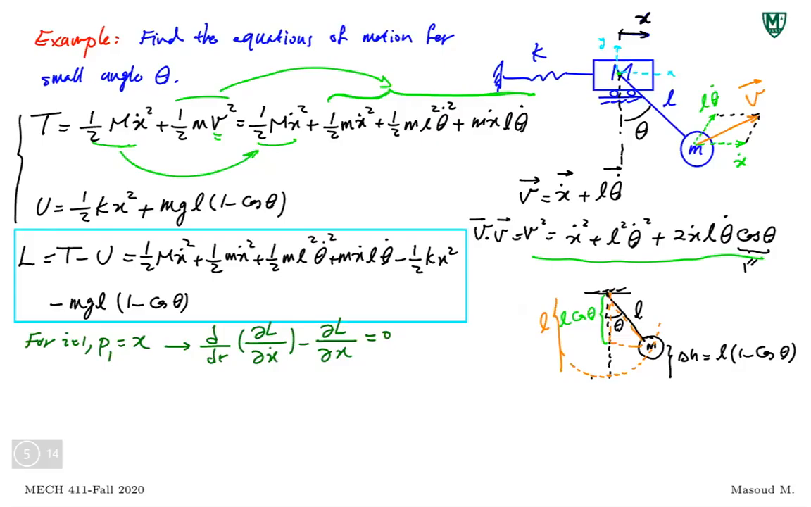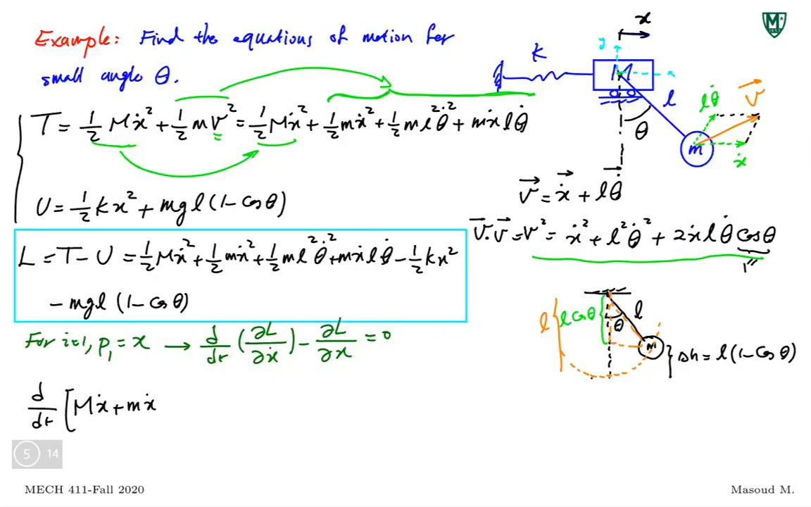Let's form these: d/dt. We have to take the derivative with respect to x dot. Looking at L, the first term, the derivative with respect to x dot becomes m x dot. The second term also has x dot, so it becomes m x dot. The third term has no x dot. The fourth term has x dot.